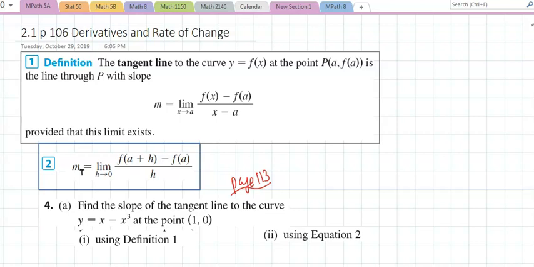Section 2.1 talks about the derivative and rate of change. So, the tangent line, we derived that last time. The tangent line to a curve y equals f of x at the point A, f of A is the line through the point P with the slope of the tangent would be the limit as x approaches A of f of x minus f of A over x minus A. This is definition 1.